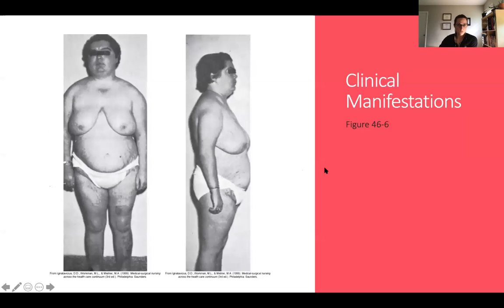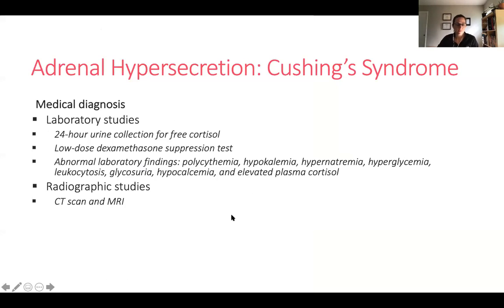So this is what they present like. The moon face will have that round shape to their face. Most of the weight is in the trunk here, and the arms and legs are slender. And then this fat deposit here in the back, in between the shoulders, is what is referred to as a buffalo hump. So you'll see that in some test questions in the NCLEX.